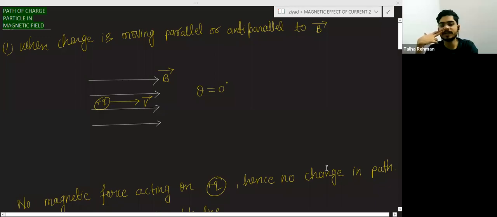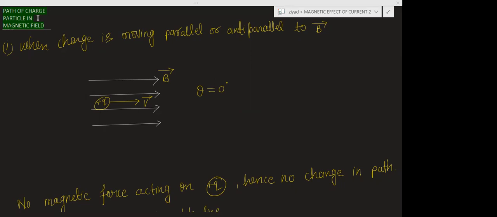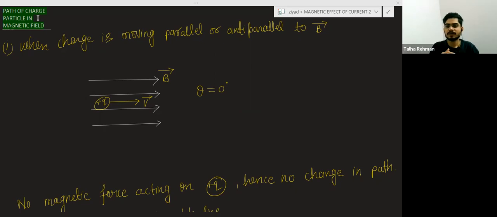Now we will see if the charged particle moves in the magnetic field, then what will be the path of the charged particle? So this is your heading: path of the charged particle in magnetic field. When the charged particle is moving in the magnetic field, which path will it take? The path can be a straight line path, the path can be a circular path, the path can be a parabolic path.